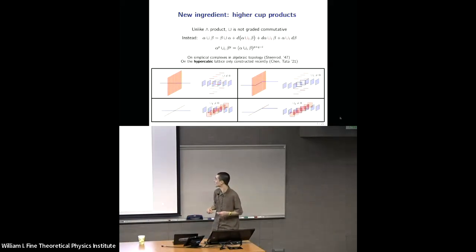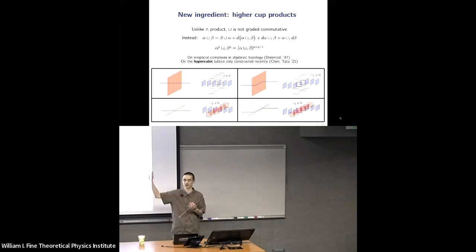Unlike the wedge product in the continuum, the cup product is not graded commutative. So if you take alpha cup beta, that is not equal to plus or minus beta cup alpha. Instead, you get correction terms that involve these higher cup products. Similarly, the cup 1 product of alpha and beta would be the cup 1 product of beta and alpha plus correction terms which involve the cup 2 product, and so on.